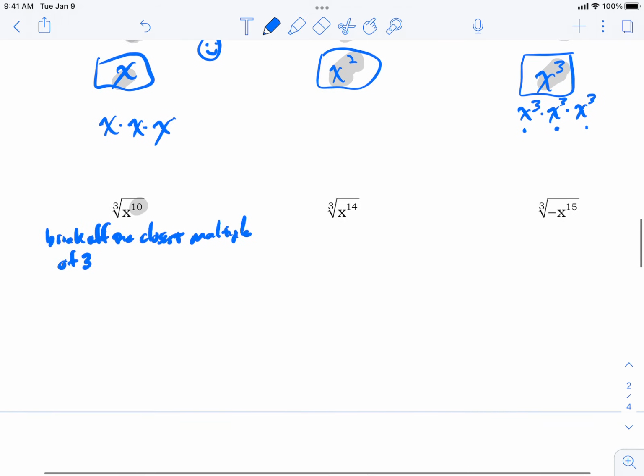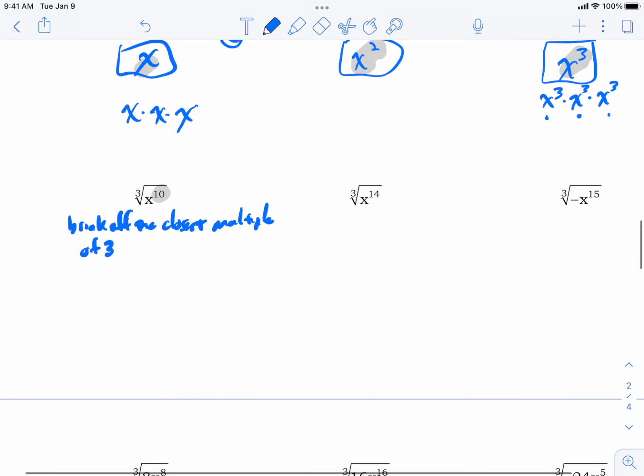Well, the closest I can get is 3, 6, 9. I can get to 9. So I split off the x to the 9th. Now, of course, it's x to the 10th, which means I have to really write it this way. So it's the cube root of x to the 9th times the cube root of x. So again, x to the 9th times x gives me x to the 10th. That's why it's legal to break this up this way.